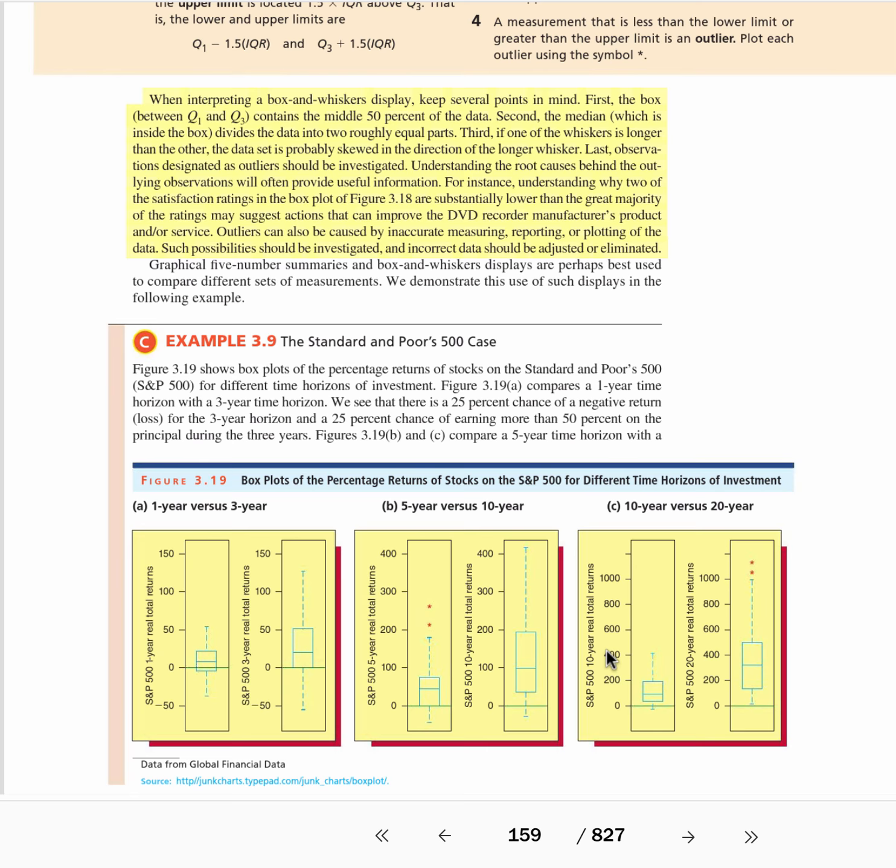Now, what about the comparison between 10 and 20 years of horizon? There is, you can say, absolutely no chance of loss, and there were two positive outlying returns that are over 1,000%, like almost 13% per year compound. So that's how you can use a box plot to compare between two different data sets in the same plot.